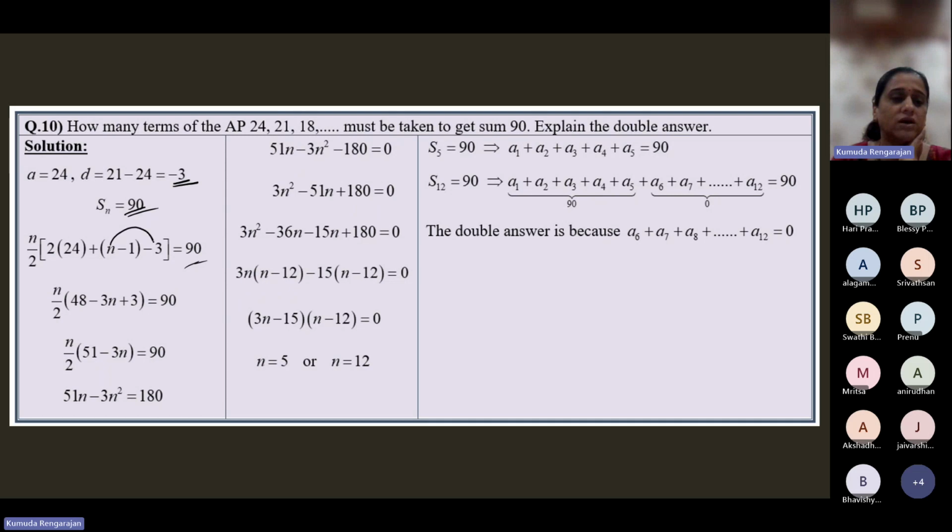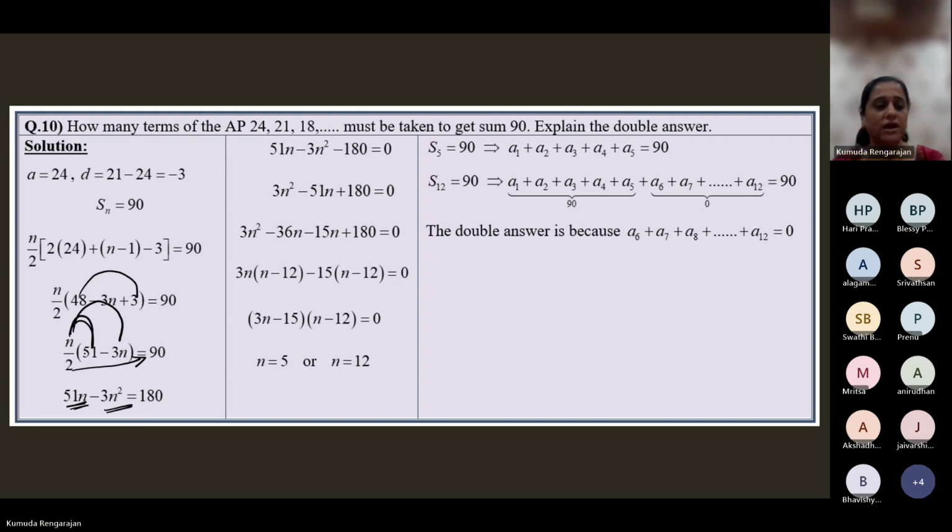Now here, n into minus 3 is minus 3n, minus 1 into minus 3 is plus 3. So n by 2 into 48 minus 3n plus 3 is equal to 90. 48 plus 3 is 51, minus 3n is equal to 90. So I cross multiply. N into 51 is 51n. N into minus 3n is minus 3n square. And 90 into 2, 180. So like this, you get a quadratic equation and split the middle term. And these are the two values for n. Both are acceptable. You cannot reject any of it.